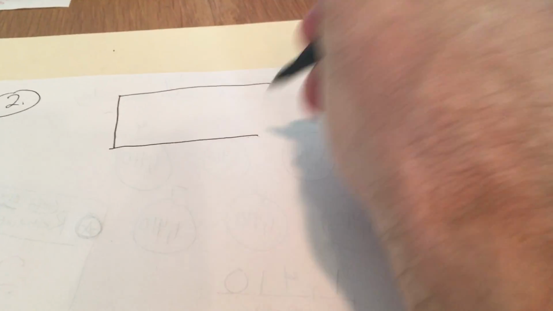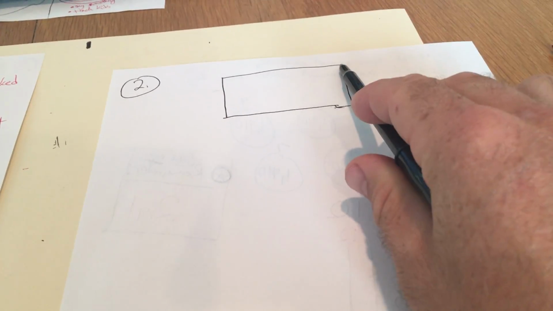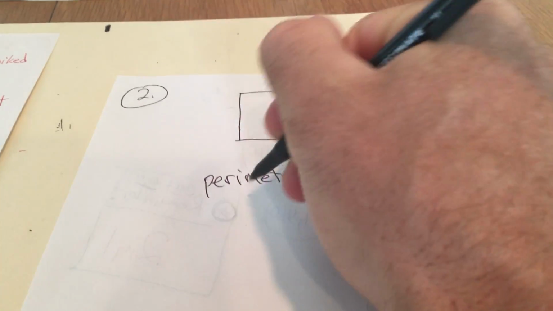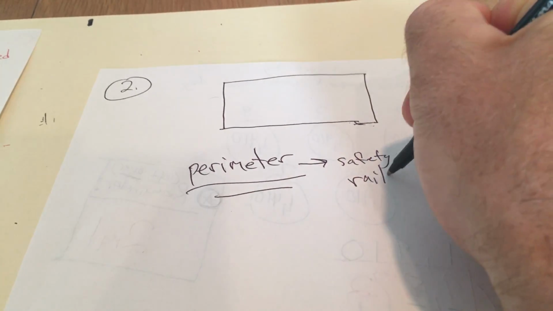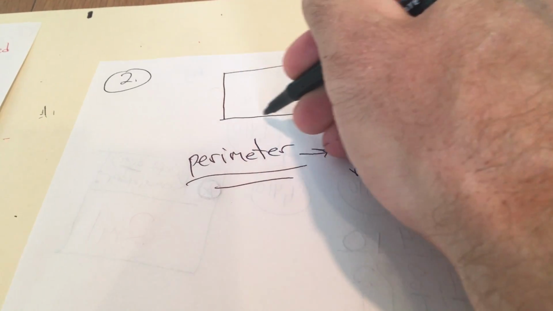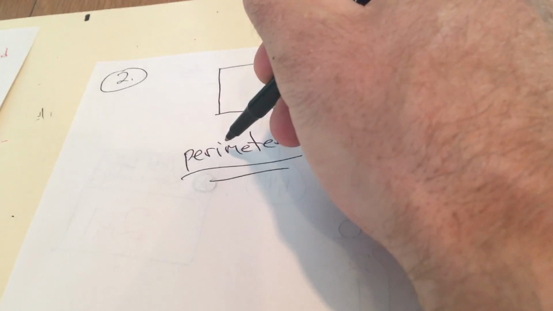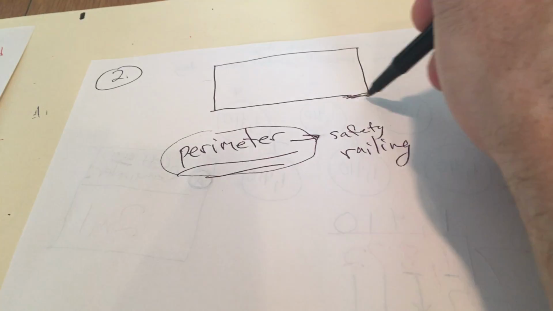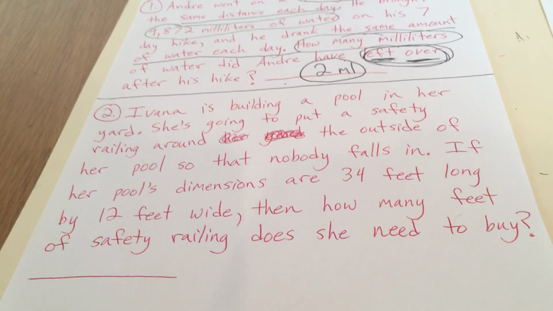Okay, so I'm going to just draw her pool. Here's her pool. Okay. It says she's going to put a safety railing around the outside. So the perimeter is going to be a safety railing. So the railing is going to go around the outside of this shape, around the outside of this pool. So the answer is actually going to be the perimeter of this pool, the length of the safety railing. Okay, so she doesn't want anyone to fall in.